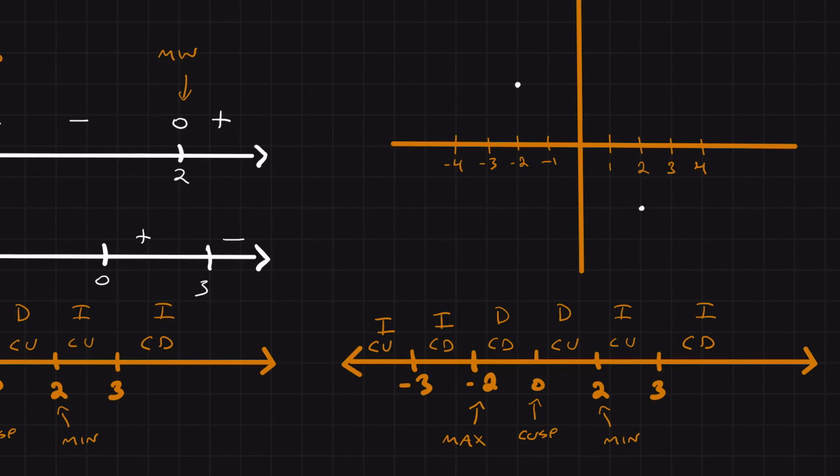I also know that we want to draw a cusp at 0, so I'm going to go ahead and create my point for that cusp. To the left of -3, it's increasing and concave up. So our line segments should look something like that. Between -3 and -2, it's increasing and concave down. So that line segment should look something like that.